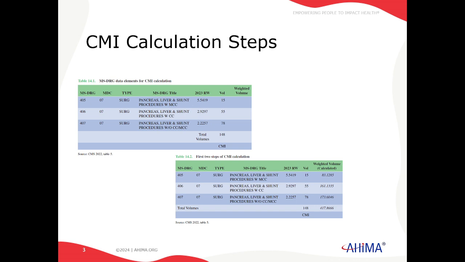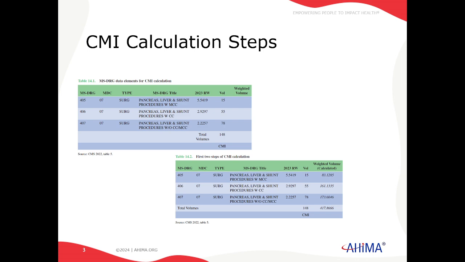We have our MSDRG. That's 405, 406, 407. We have the type, the description. Then we have the relative weight. And then we have the volume. Then you can see we've totaled them and got our total volumes. So if we look at that first 14.1 and we say which one of those MSDRGs has the highest reimbursement, which one would it be? Well, it's going to be the one that has the highest relative weight. So that would be our 405.